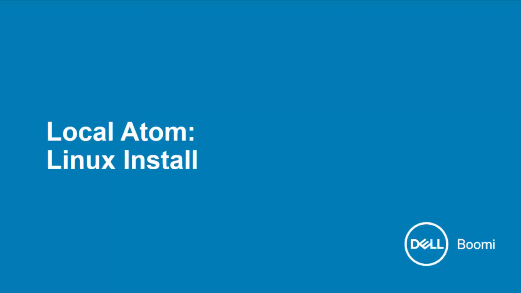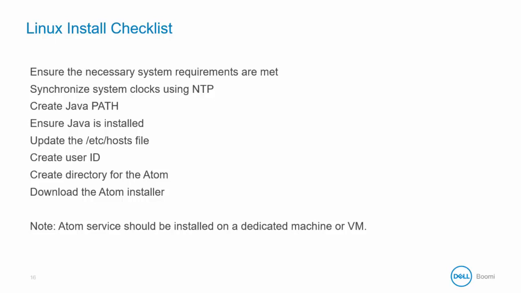Now let's quickly go through the Linux installation as well. Before running the installer, make sure that each item is completed on the install checklist. For Linux, you'll see this includes some similar steps, and in fact, the installation itself is somewhat similar as well. So you want to check system requirements and synchronize the system clocks. Create a Java path variable because our installer does not support symlinks and will create an error during install. Ensure that Java is installed prior to installation.